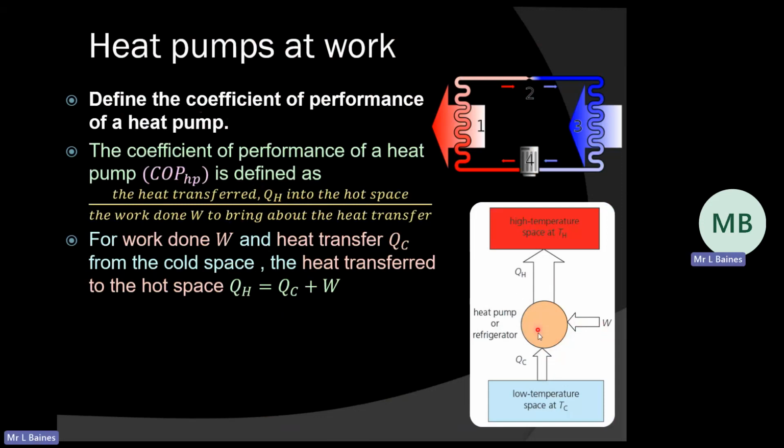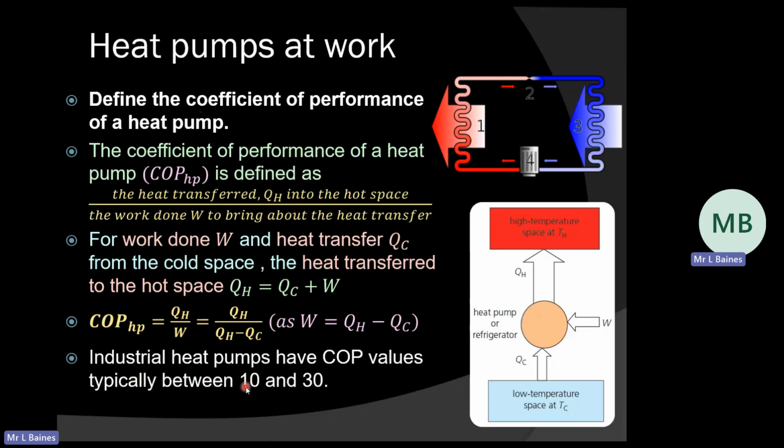So I know that work done plus energy from my cold space is going into my hot space. My coefficient of performance is QH divided by my work done. Great. And I know that my coefficient of performance this time is QH over QH minus QC. A slight difference to what we had with our refrigerator. If we look at industrial heat pumps, we've got values typically between 10 and 30. So they heat the inside of a building by 10 to 30 times the amount of work that I put in, which is very, very good. They're very good at what they do.